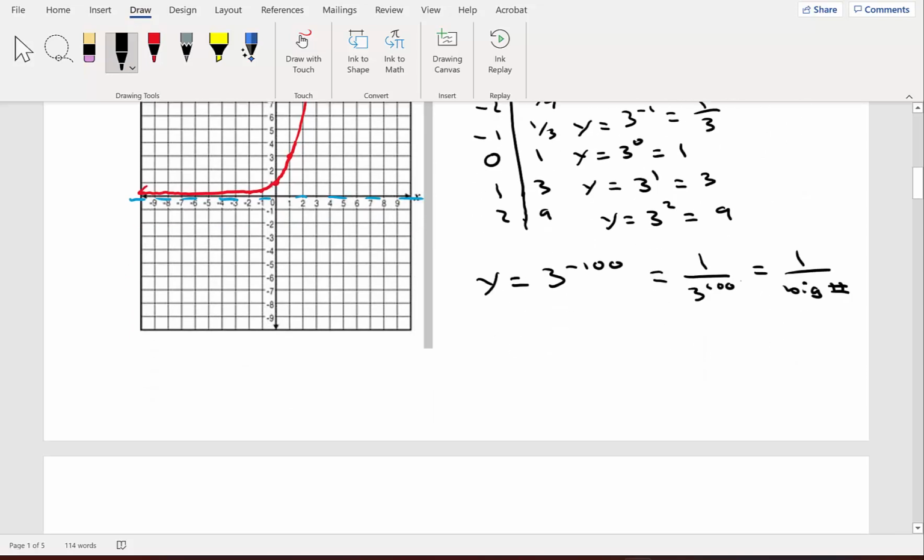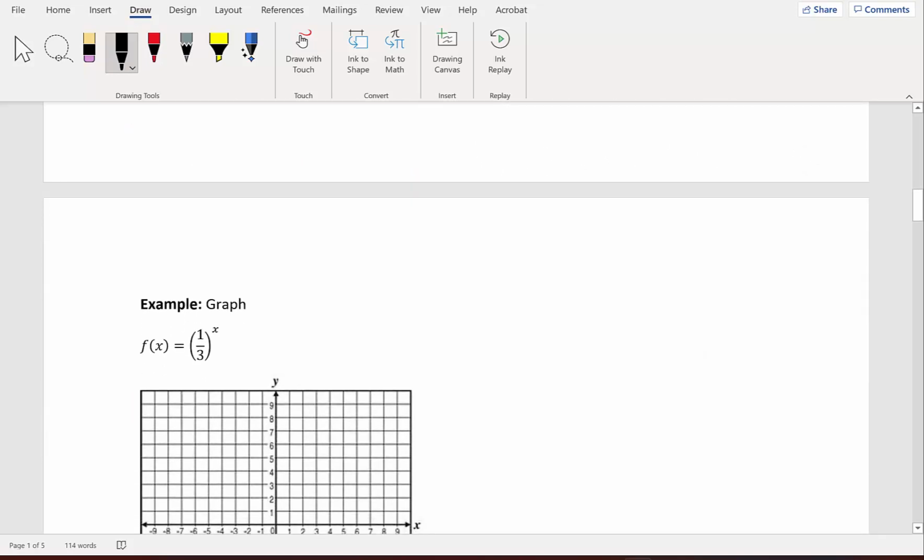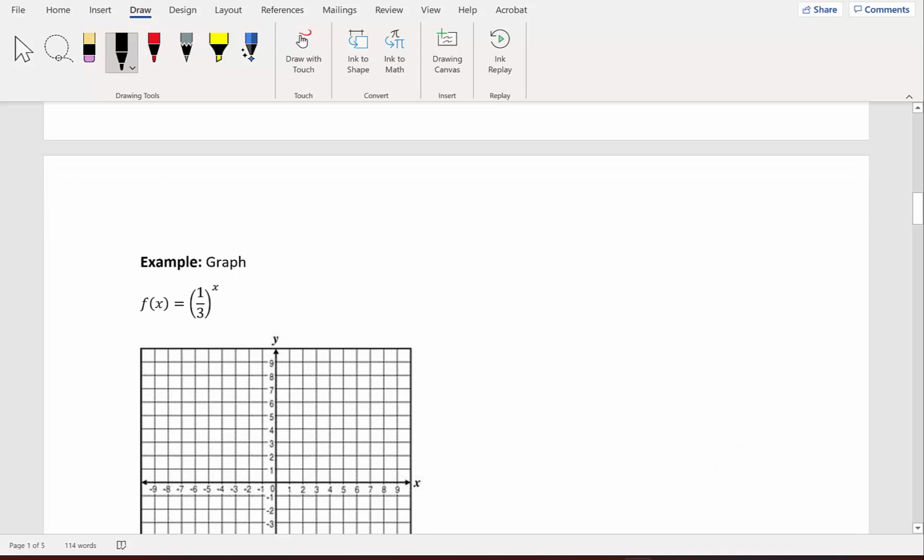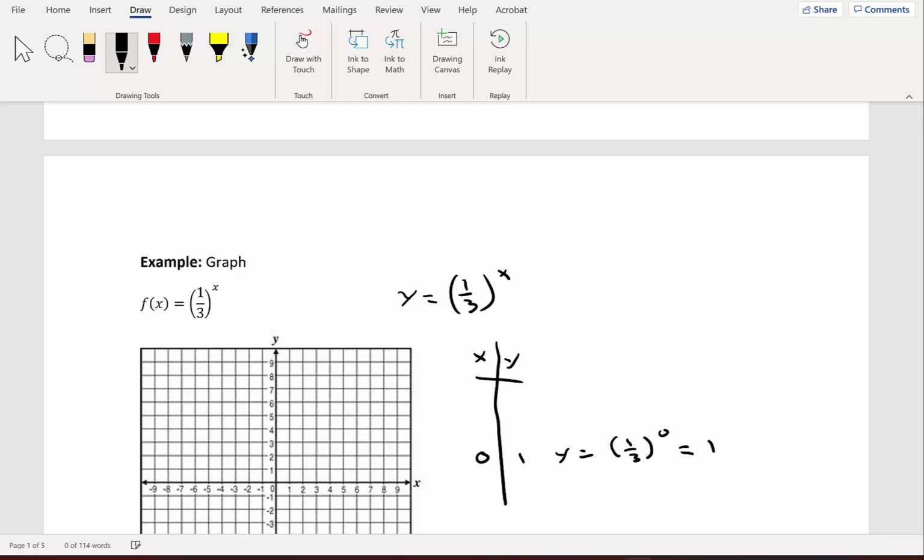Let's take a look at another problem. This time, graph f of x equal to 1/3 raised to the x power. Well, let's go ahead and work this out the same way. We're going to create a table and pick some points. First point, whatever makes the exponent 0. So in this case, if I plug in 0 for my x, I get y is equal to 1/3 raised to the 0th power, which is equal to 1. So anything raised to the 0th power is 1.